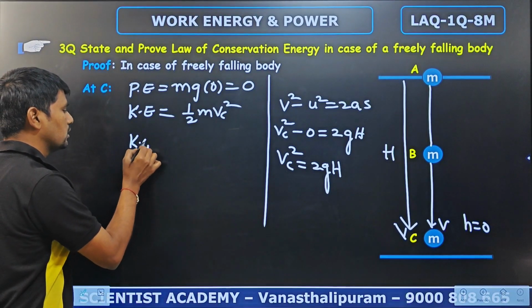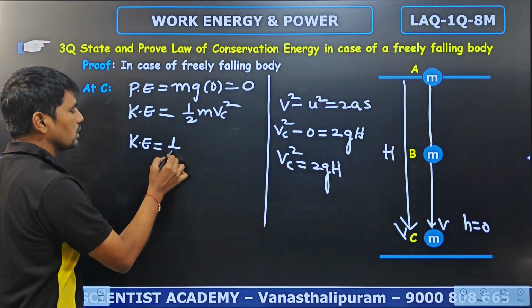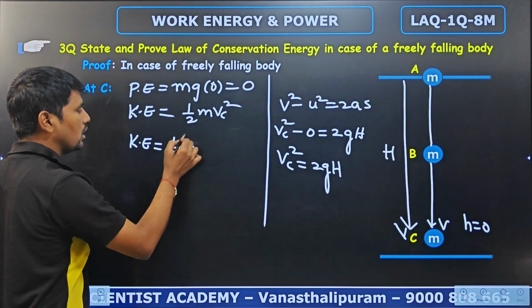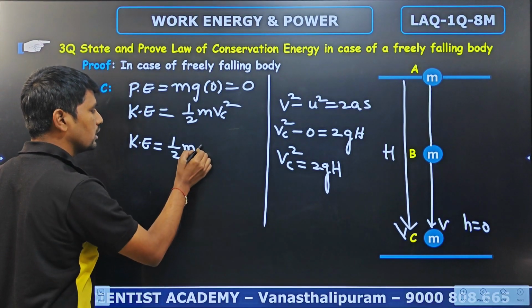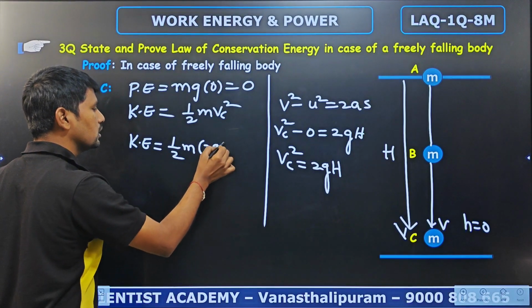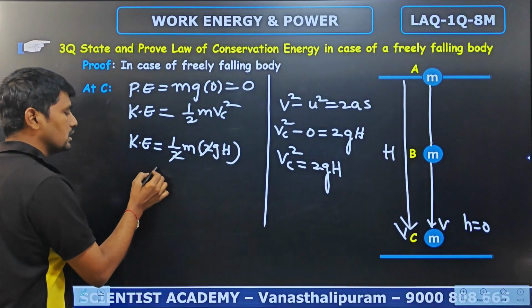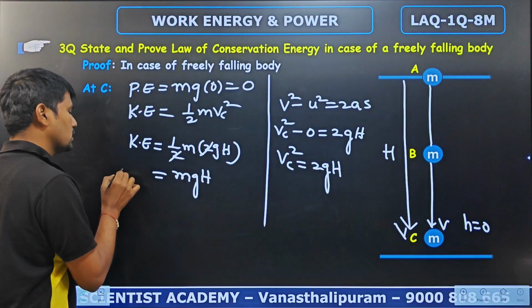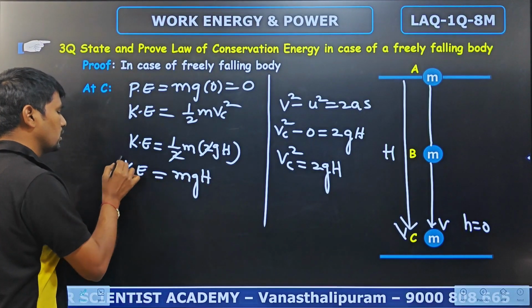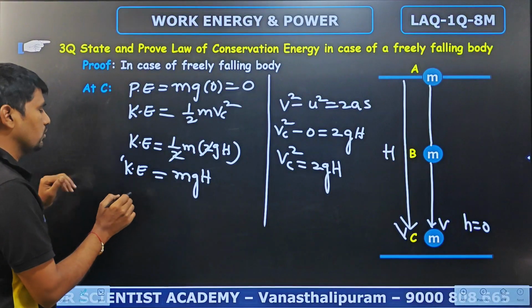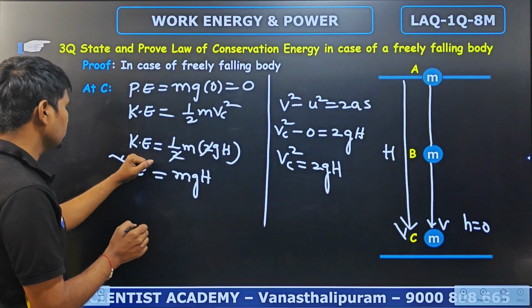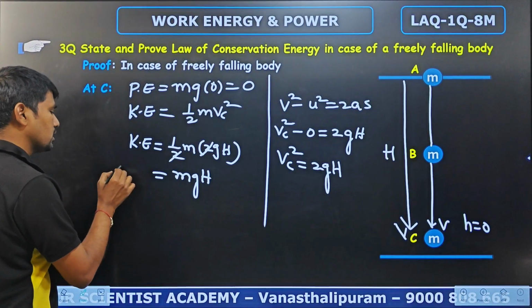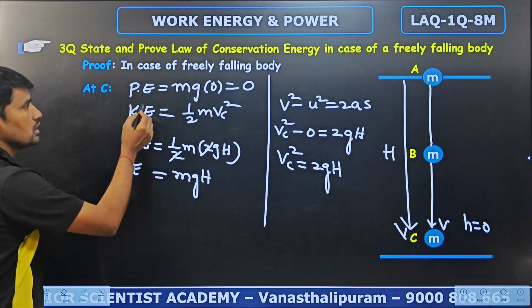Right. So instead of Vc squared, we can substitute 2gH. Then you will get the total kinetic energy. Kinetic energy is half m into Vc squared, we can write 2gH. 2 will be cancelled. So mgH. What did you observe? The total kinetic energy we received is mgH only. Then potential energy is 0.